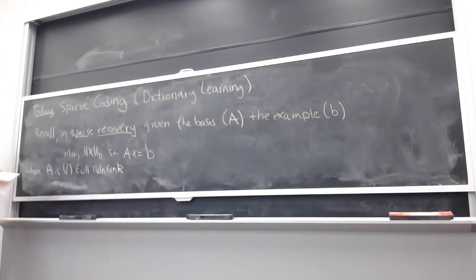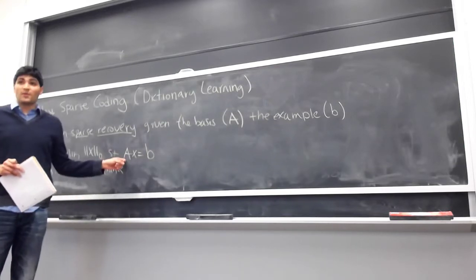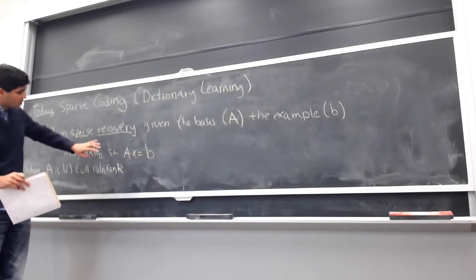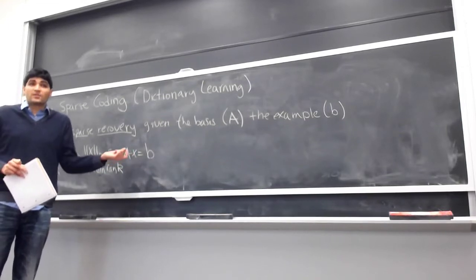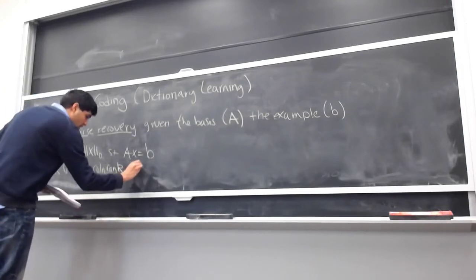So can anyone remind me, when A is full column rank, how we solve this optimization problem? You just ignore the sparsity, exactly. B has to be in the column span of A in order for there to be a solution. Otherwise, there is no solution, and then you just take the pseudo-inverse of A, and that is your x. And its sparsity is the best you can do, ignoring sparsity entirely. But there are other more interesting cases.